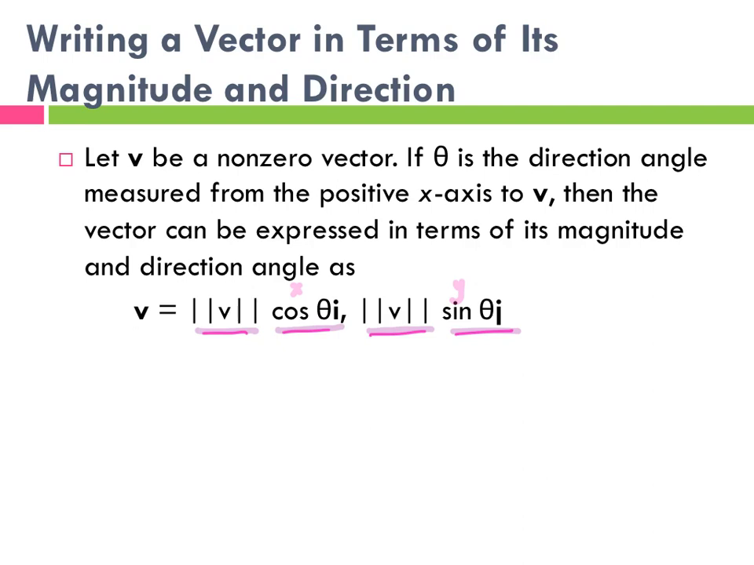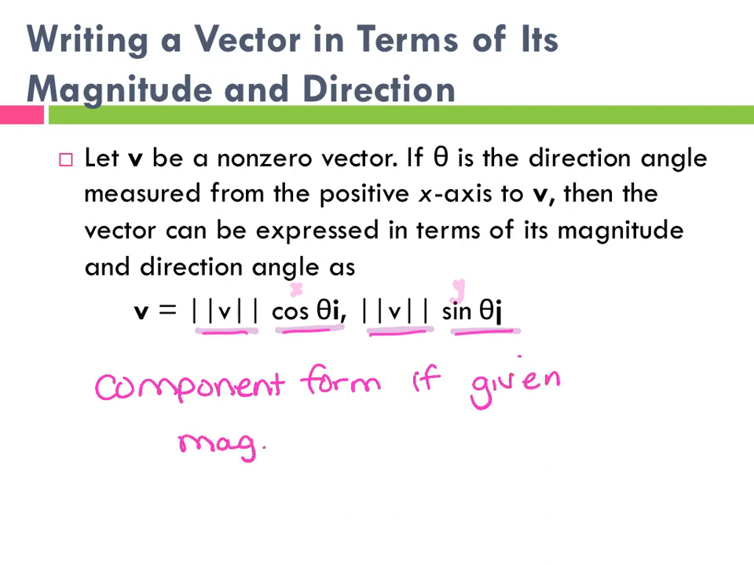So this is a way to write component form if given the magnitude and the angle. So I would know what the angle is. Let's say it's 45 degrees. And I would know that this is 10. And I want to actually find the component form of this vector. I would do 10 times the cosine of 45 and 10 times the sine of 45. You'll also see it in radians.